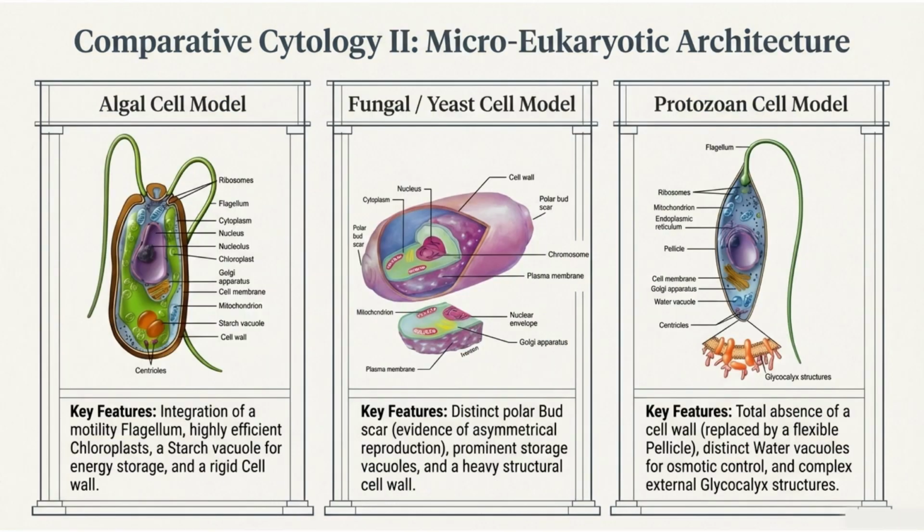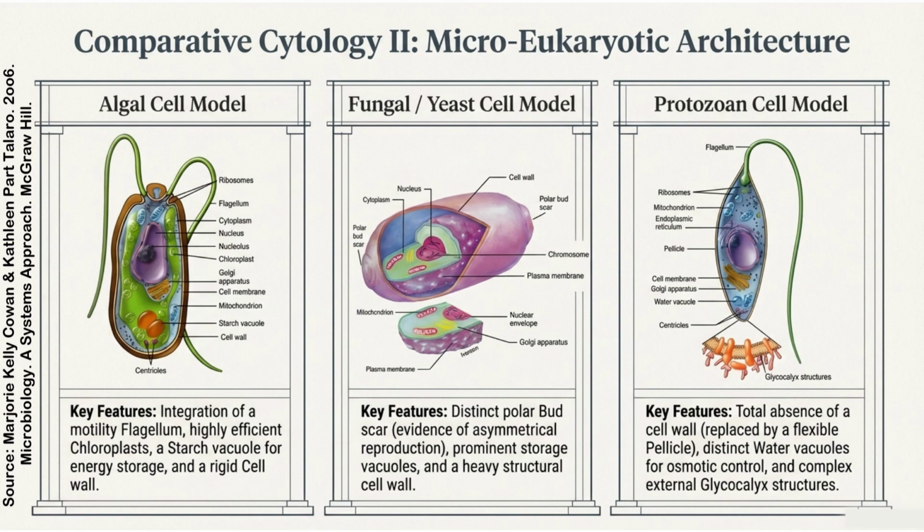Extending our comparative cytology to microeukaryotic architecture, we observe distinct features across different microbial groups. The algal cell model integrates a motility flagellum, highly efficient chloroplasts, a starch vacuole for energy storage, and a rigid cell wall. The fungal yeast cell model is characterized by a distinct polar bud scar, evidence of asymmetrical reproduction, prominent storage vacuoles, and a heavy structural cell wall. Lastly, the protozoan cell model stands out with the total absence of a cell wall, replaced by a flexible pellicle, distinct water vacuoles for osmotic control, and complex external glycocalyx structures.